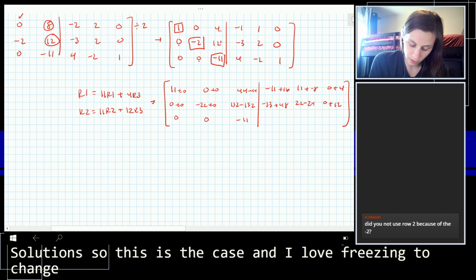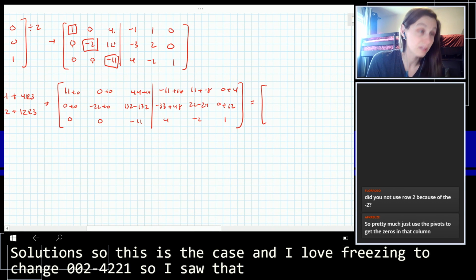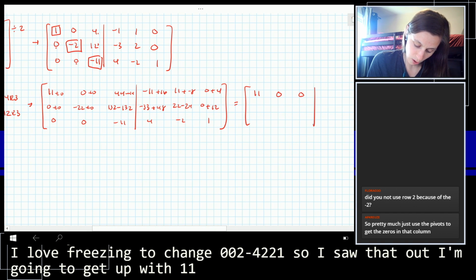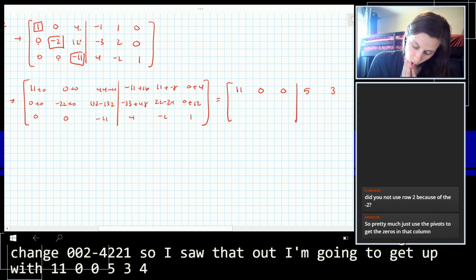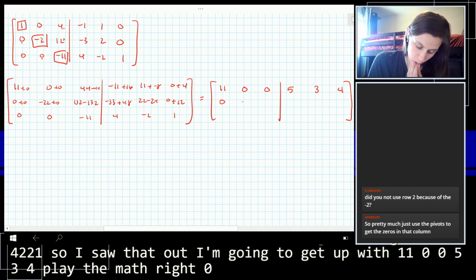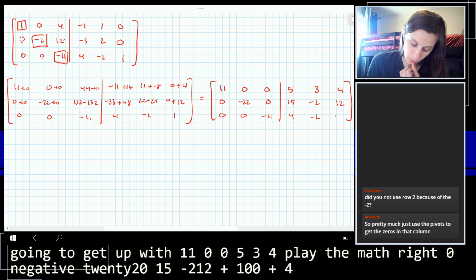0, 0, negative 11, 4, negative 2, 1. So when I solve that out, I'm going to end up with 11, 0, 0, 5, 3, 4. Whoop, whoop. Doing my math right. 0, negative 22, 0, 15, negative 2, 12, and then 0, 0, negative 11, 4, negative 2, and 1.